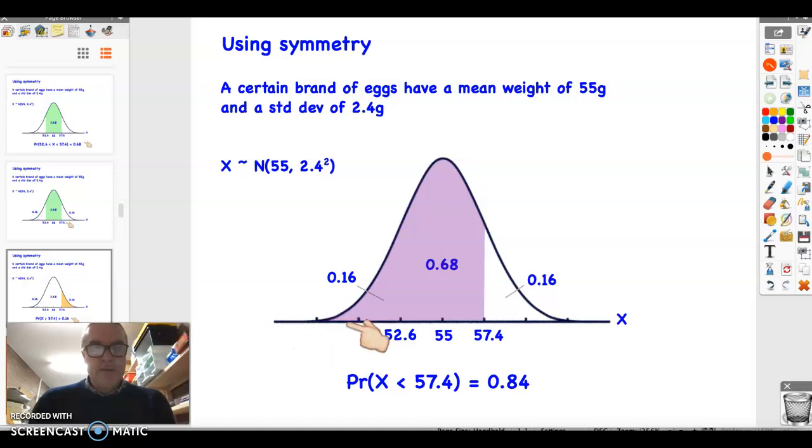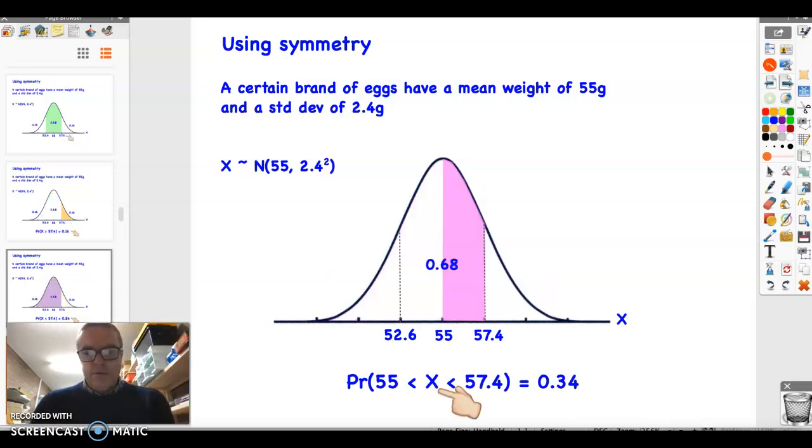So from negative infinity up to 57.4, without needing our calculator again, we can look at 1 minus 0.16, or we can take the 0.16 on this side and the 0.68 and add those together. Either way, the probability that the weight is below 57.4 grams has to be 0.84 to 2 decimal places.